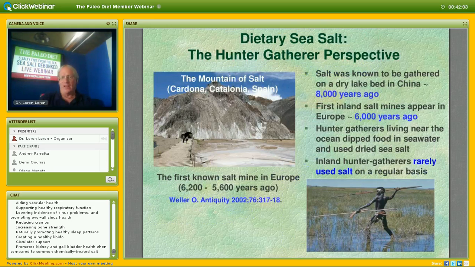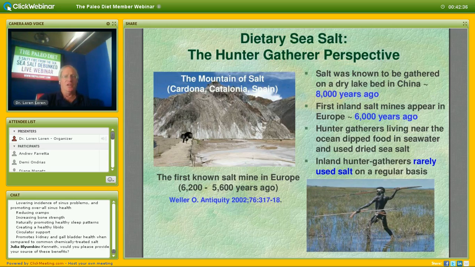So let's take a look at the hunter-gatherer perspective. Whenever we have a dietary or nutrition question, I think it doesn't hurt to take a look at the way evolution through natural selection designed our bodies to operate. It turns out that the archaeologic evidence shows that salt was rarely used by inland hunter-gatherers. In areas where they could obtain it, on dry lake beds or in certain deposits where it occurs above ground, they showed no interest in it.